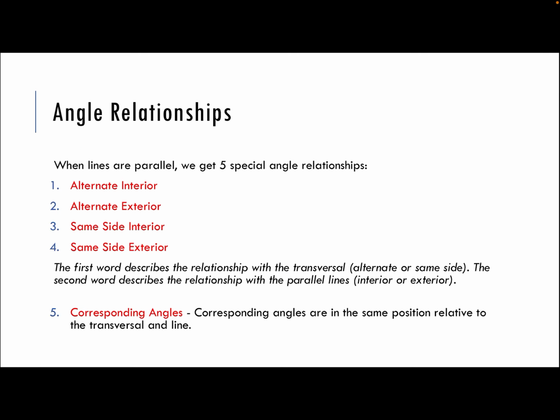And so when we have parallel lines, we get 5 special angle relationships. 4 of them deal with the relationship the angle has with the transversal and the pair of parallel lines. And those are alternate interior, alternate exterior, same side interior, same side exterior, where the first word describes the relationship with the transversal and the second word describes the relationship with the parallel lines. And the other relationship that we have is corresponding angles, and corresponding angles are in the same position relative to the transversal and the line. When you see that, it makes much more sense.